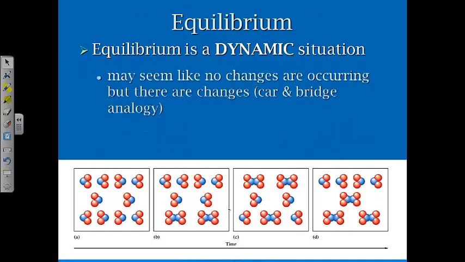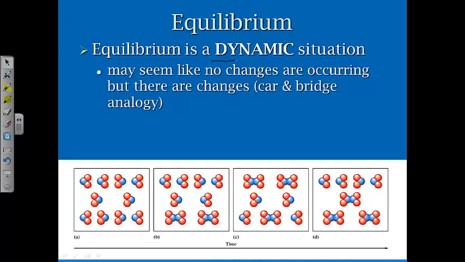Okay, now equilibrium is a dynamic situation, and it may seem like no changes are occurring, but there are still some changes. The example I have is a car and bridge analogy. If you think about this little island, each one of these X's represents a car. If I have 1, 2, 3, 4, 5, 6, 7 cars, they're all moving around the island, all driving around.